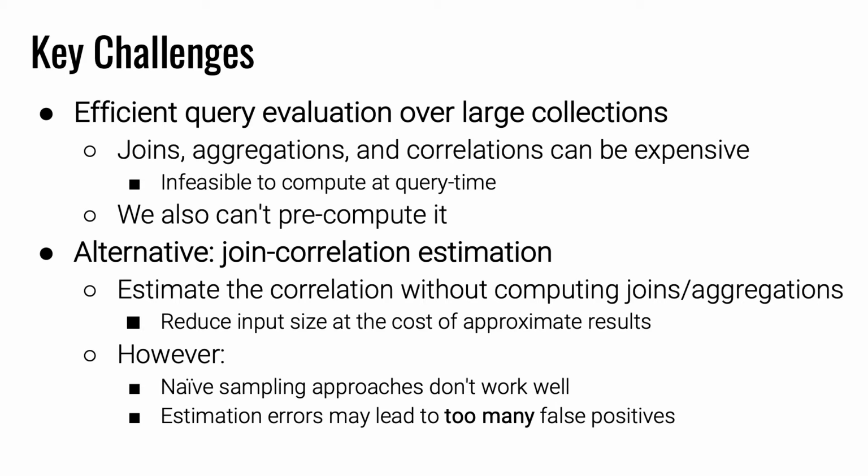The key challenge in evaluating join correlation queries is how to do so efficiently. Joins, aggregations, and correlations are all expensive, so when searching over large dataset collections, an approach that computes these operations at query time is infeasible. In addition, we can't pre-compute them, as we only have access to the data after the query is issued. An alternative approach may be to reduce the input size at the cost of approximate results.